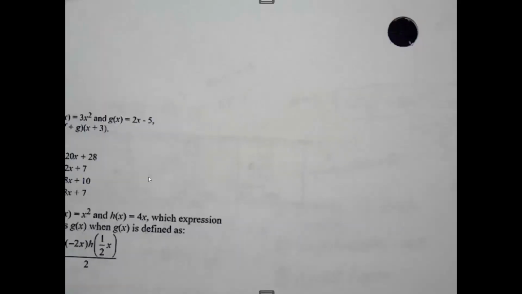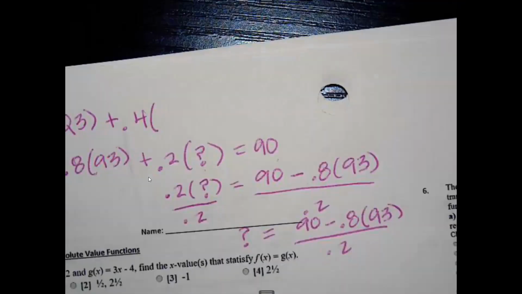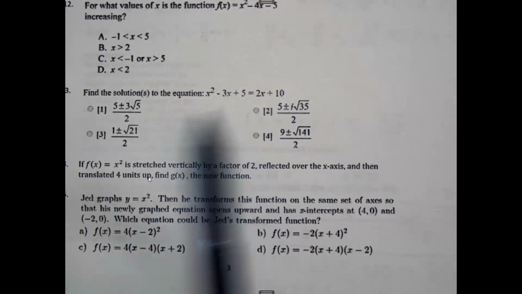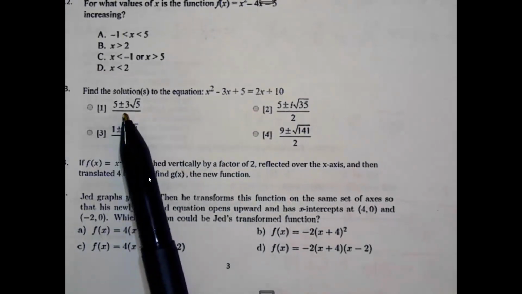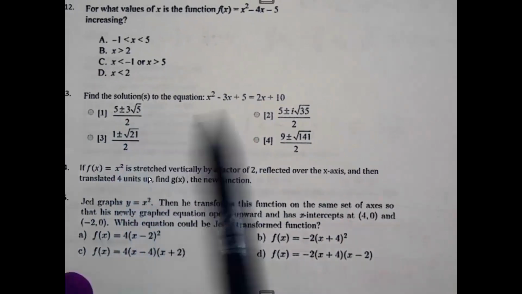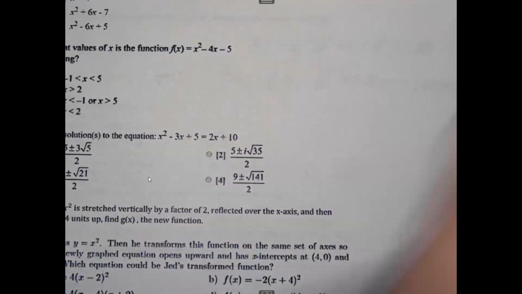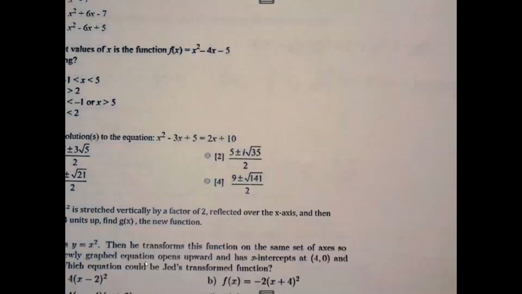Okay, so I think the first question, the earliest one that was asked about, was 13. So this one says find solutions to the equation, and then it gives the solutions in exact form, like you had done the quadratic formula to solve them, basically. So what I would do is graph this in Desmos, x squared minus 3x plus 5, 2x plus 10, and see what the decimal answers are.